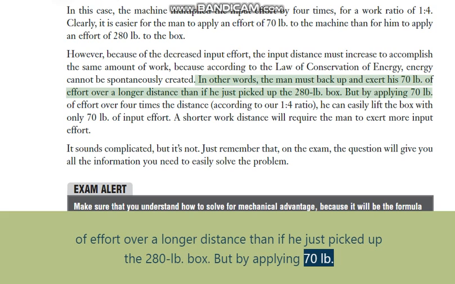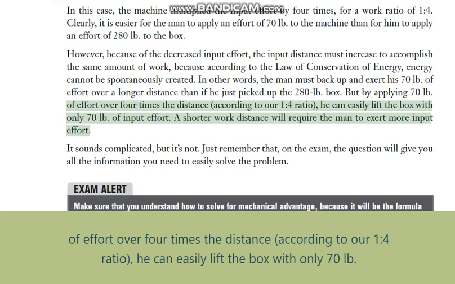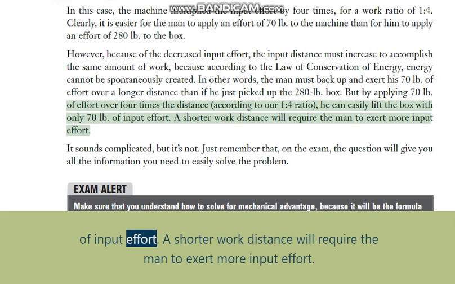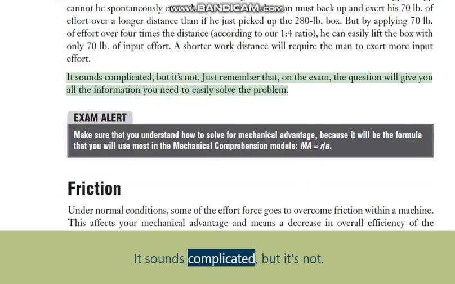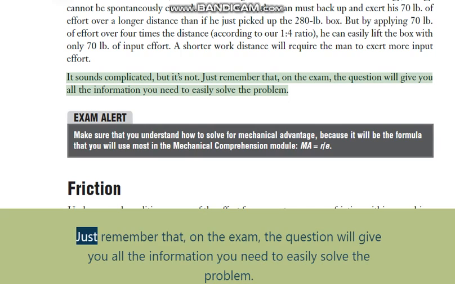But by applying 70 pounds of effort over 4 times the distance, according to our 1:4 ratio, he can easily lift the box with only 70 pounds of input effort. A shorter work distance will require the man to exert more input effort. It sounds complicated, but it's not. Just remember that, on the exam, the question will give you all the information you need to easily solve the problem.